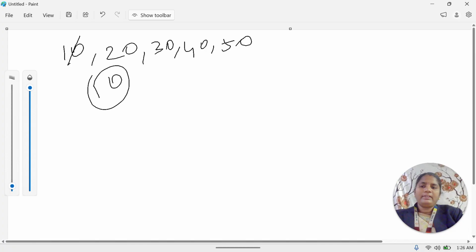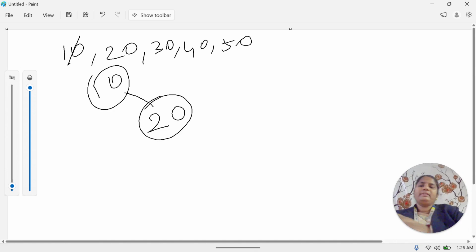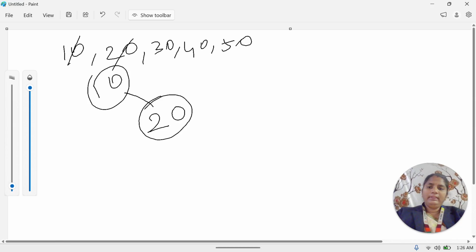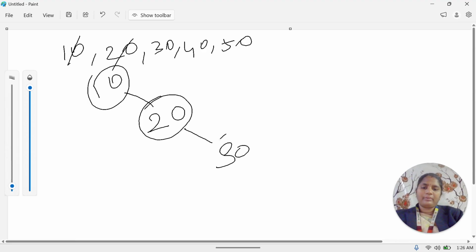20 is greater than 10, so we have to insert it in the right subtree of the root. So 20. Next is 30. For 30, we have to check with the root node. The root node is smaller, so it goes to the right subtree. Now in the right subtree we have only 20, so 30 we have to insert to the right.